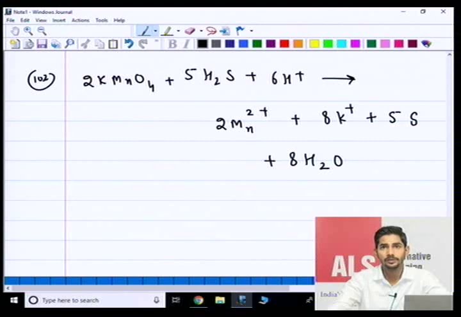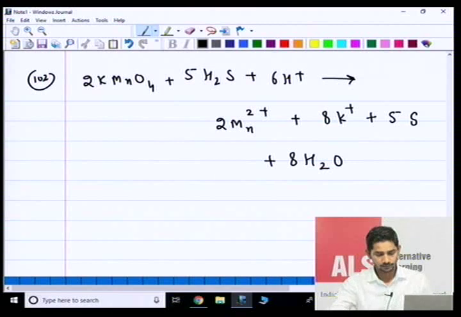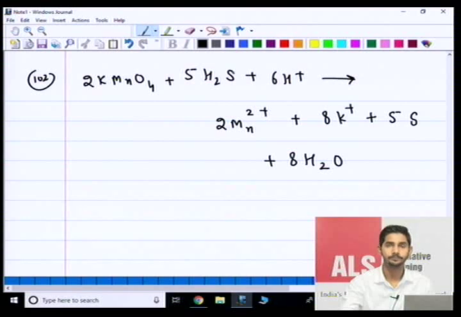Guys, I'm telling you one thing: KMnO4 is a very strong oxidizing agent, so it will oxidize the species present in front of it. The reducing agent would be the H2S. In case of KMnO4 and K2Cr2O7, they oxidize others. Ultimately, they behave as oxidizing agents, whereas the second species behaves as a reducing agent.